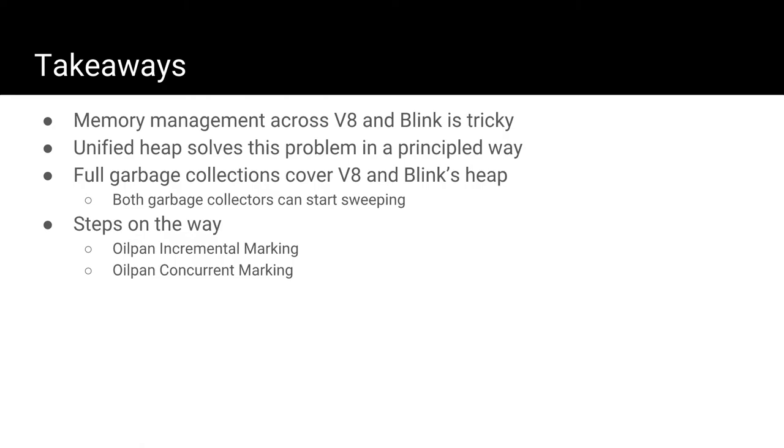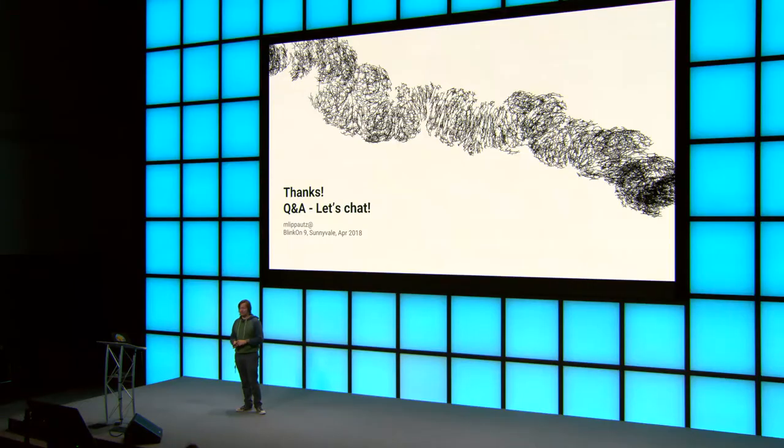Ideally, we would have only one render heap. We cannot do that, so we do unified heap. The full GCs can cover both heaps, and they allow separate sweeping, which is awesome. And incremental and concurrent marking are the incremental steps on the way, so to say, before we can actually go there. So having said that, happy to take questions, and otherwise, just chat me up offline. We can answer your questions.